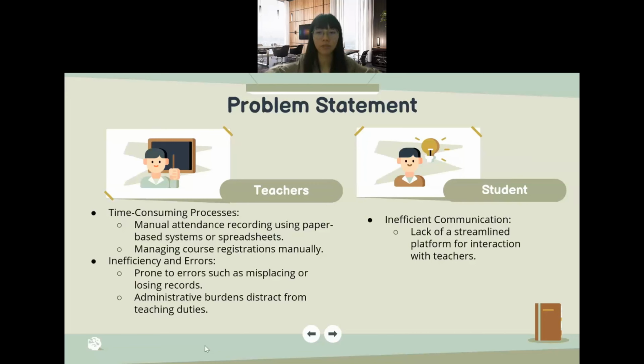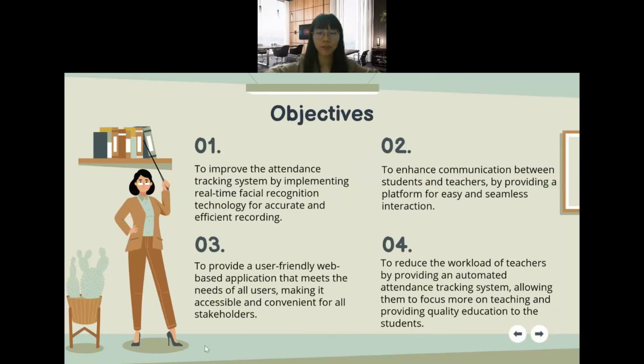While for the students, they are having an inefficient communication with their teachers. There is a lack of streamlined platform for interaction with teachers. So there are 4 main objectives for this project, which the first one is to improve the attendance tracking system by implementing real-time facial recognition technology for accurate and efficient recording.